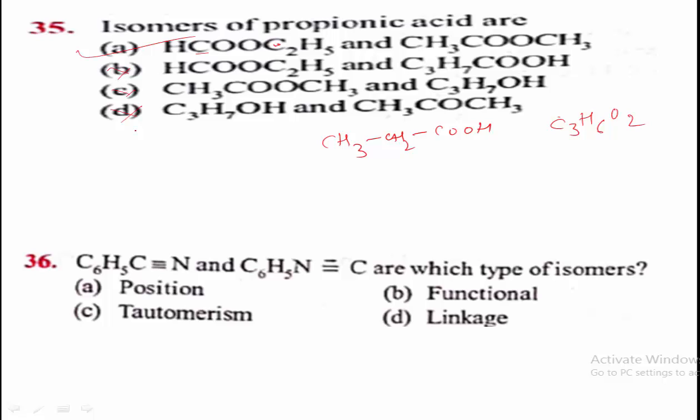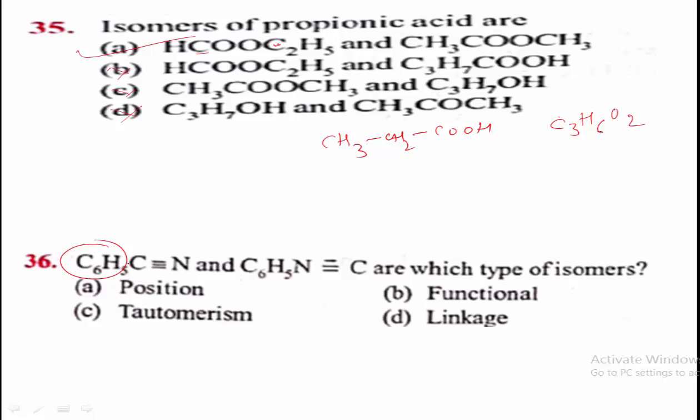Okay, next students, question number 36. Interesting question. C6H5C triple bond N and C6H5N triple bond C are which type of isomers? Now you know the theory concept: what is position isomerism, what is chain isomerism, what is functional isomerism, what is tautomerism, etc. Students, observe carefully. What is the difference between these two? Both contain the benzyl group C6H5.